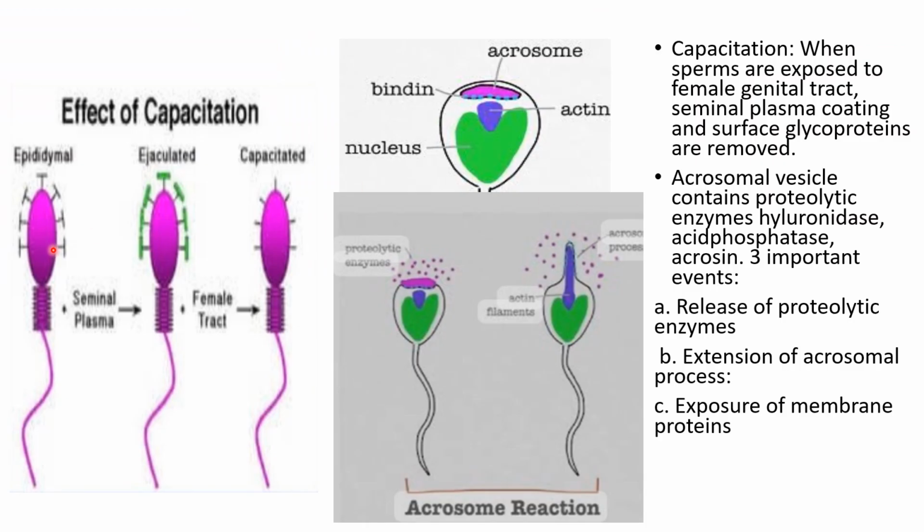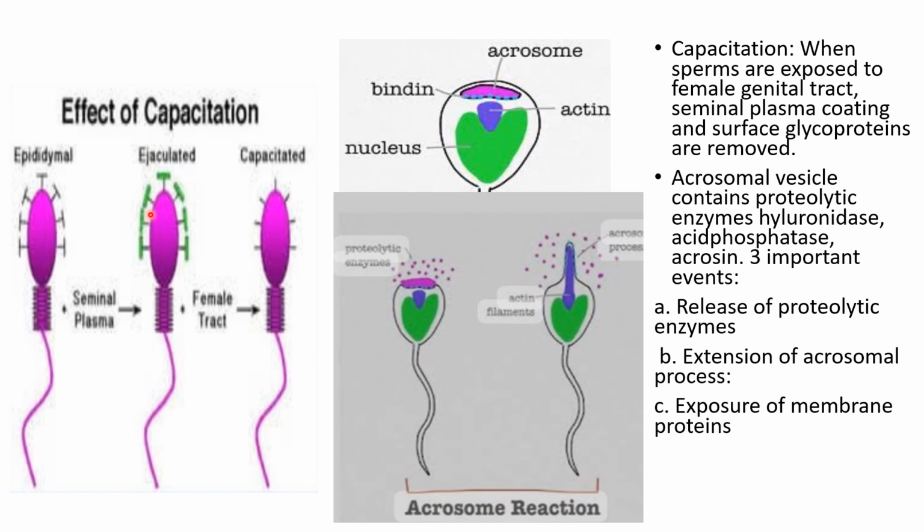Before fusing with the oocyte, the spermatozoa has to penetrate three barriers covering the oocyte, and for that it needs to get capacitated. That means there is capacitation followed by acrosomal reaction, which will enable the sperm to penetrate the three barriers covering the oocyte. So what changes occur here?